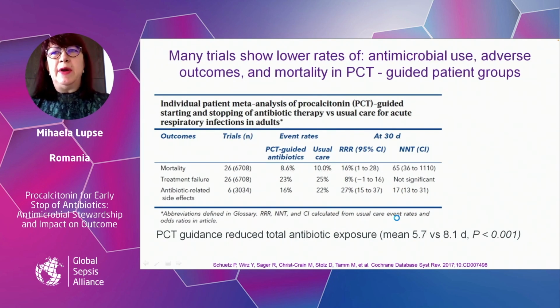There were a lot of randomized trials that tried to show that a PCT-guided approach could reduce antimicrobial use, and could be useful to reduce adverse outcomes and to reduce mortality. Maybe the biggest is a meta-analysis published by Schuetz and collaborators in 2017. It's an update of their meta-analysis from 2012, in which they tried to show that with a procalcitonin-guided approach for patients with respiratory infections, it's possible to reduce mortality, treatment failure, antibiotic-related side effects, and antimicrobial exposure.